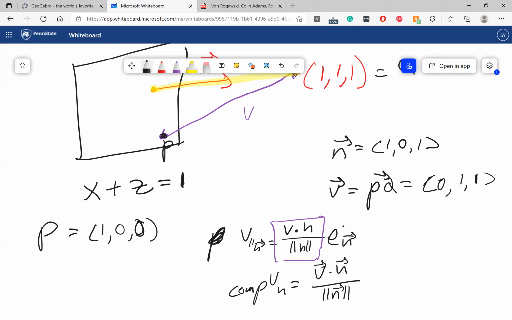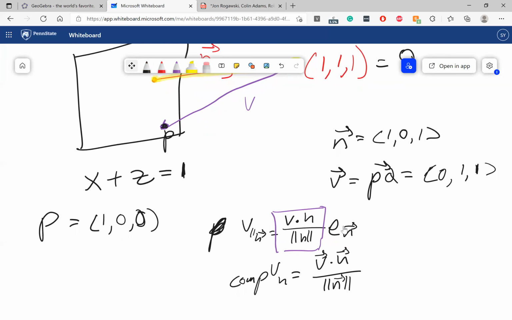Any questions about this? And this should be your distance. So please take a couple of minutes and find this component over here.